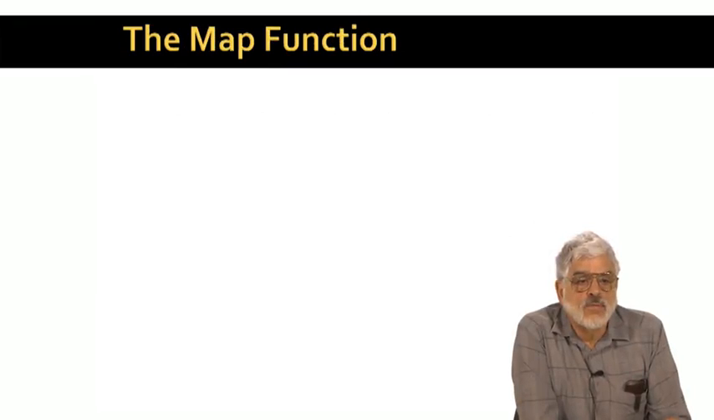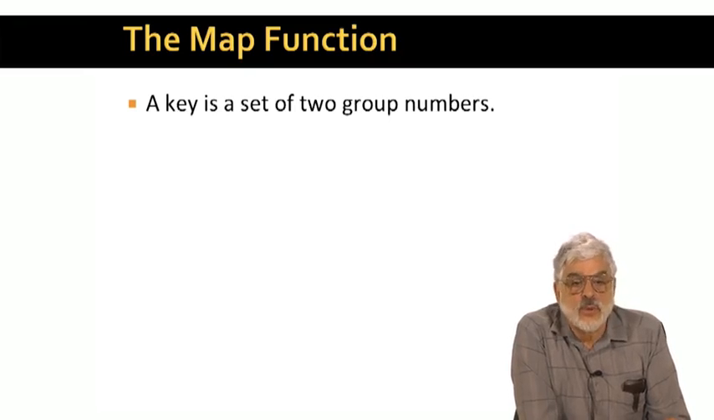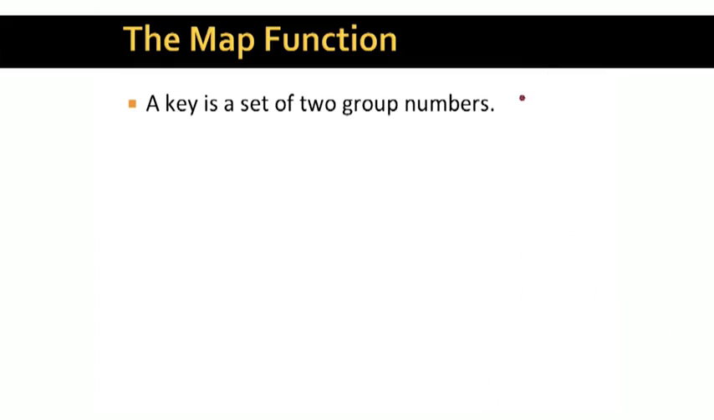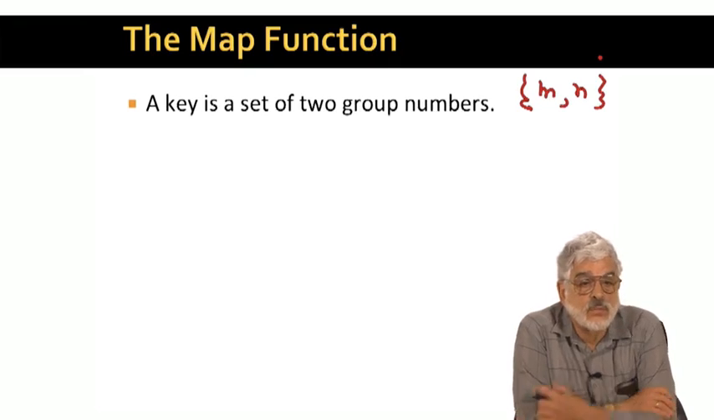So here's the new map function. Now a key is a set of 2 groups rather than a set of 2 drugs. Keys actually look the same. They're a pair of numbers, such as N, M. But now N and M are interpreted as numbers of groups rather than drugs. And of course, in this case, the range of the numbers is 1 to 30 rather than 1 to 3,000.